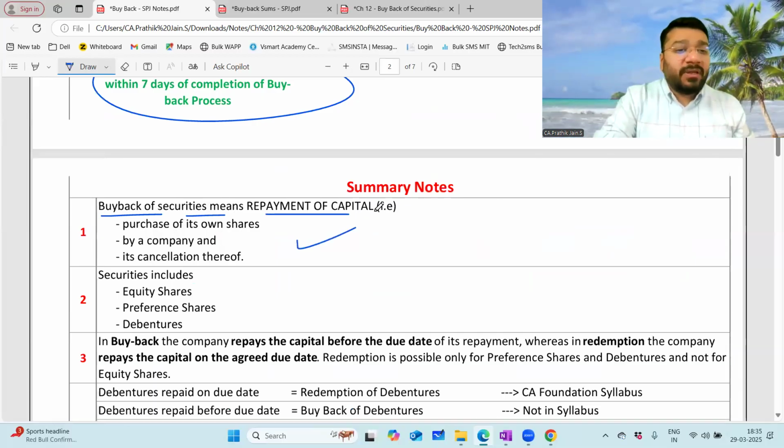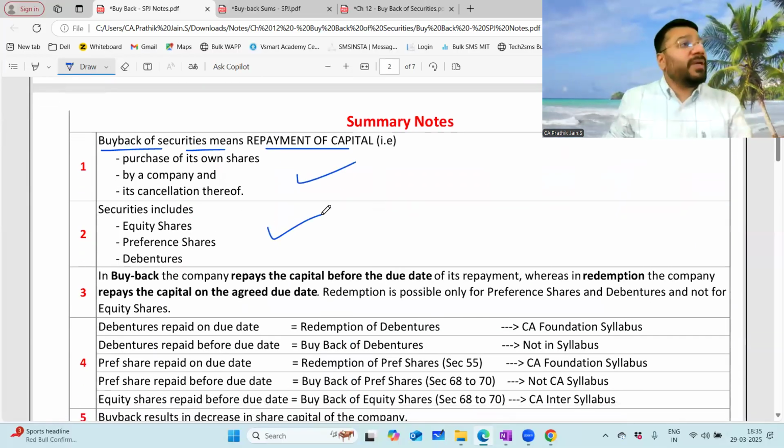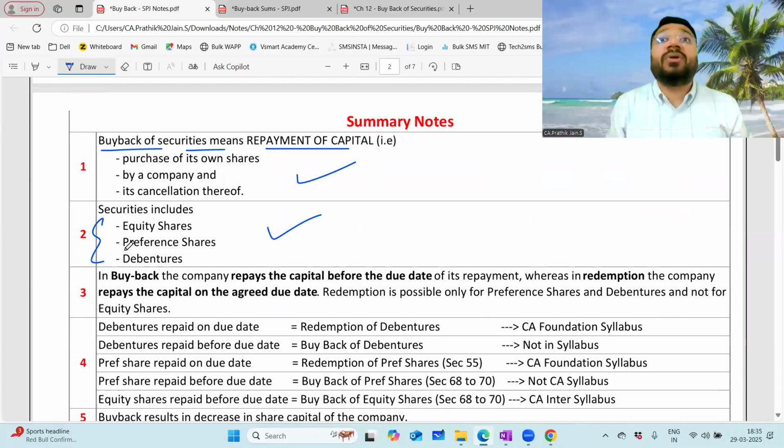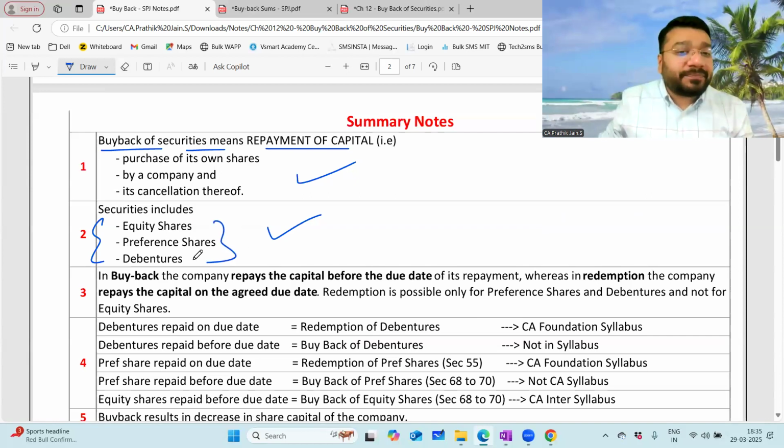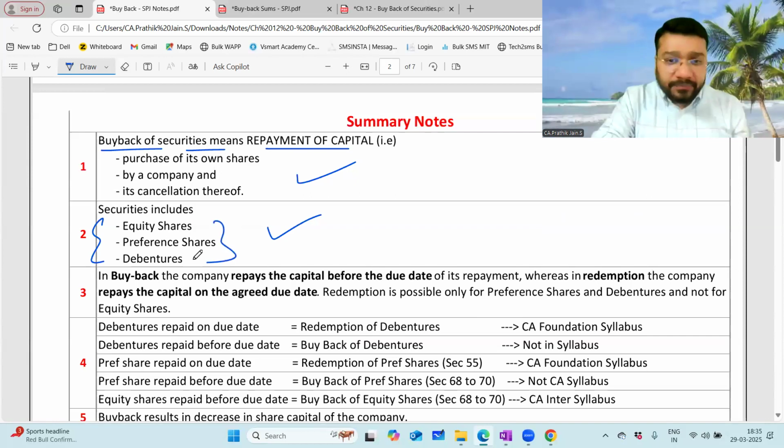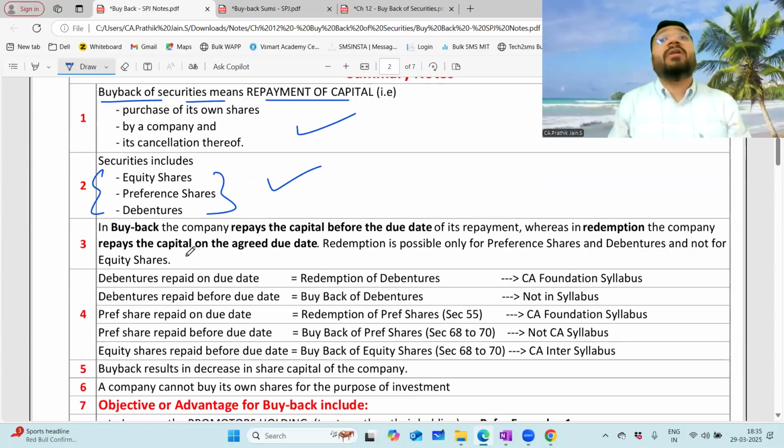This we discussed. What are the different types of securities? We discussed. Securities has a very elaborate meaning. Now I've included only 3 points here. Otherwise, if we go and search the Companies Act 2013 for the meaning of securities, they've given a big paragraph. In that, I've cut short and discussed only these 3 items. Okay. What is the difference between buyback and redemption?